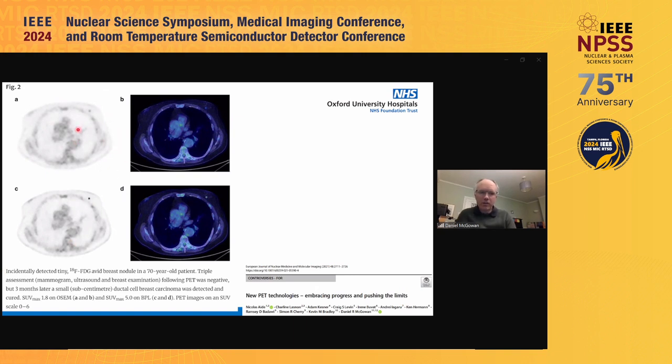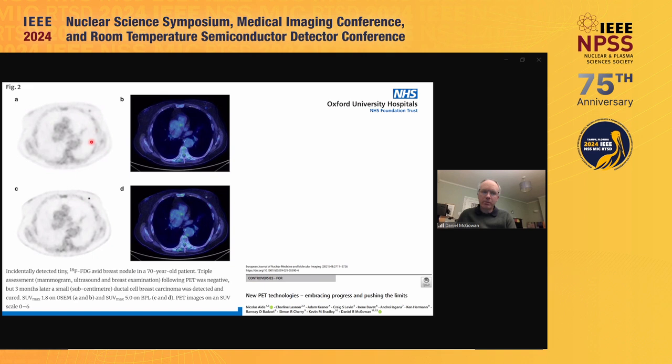Really, this is a patient we had in Oxford. Above we've got the OSEM image. You can see just there a lesion in the breast. This is a female patient, 70 years old. This was an SUVmax of 1.8. And then with the MAP algorithm, you see quite strikingly how much better that lesion is. So an SUVmax of 5.